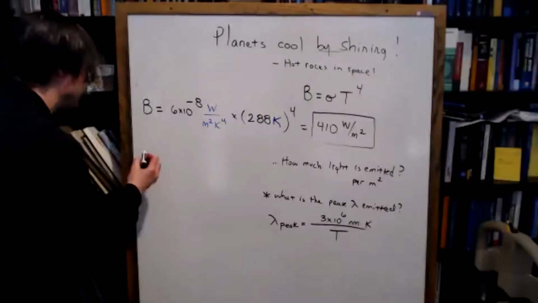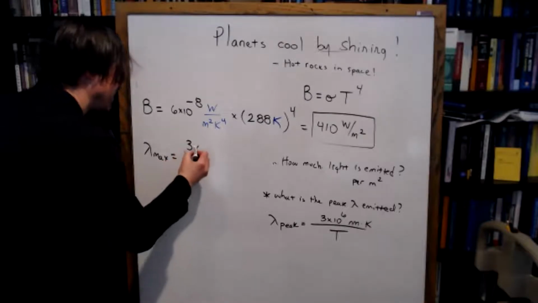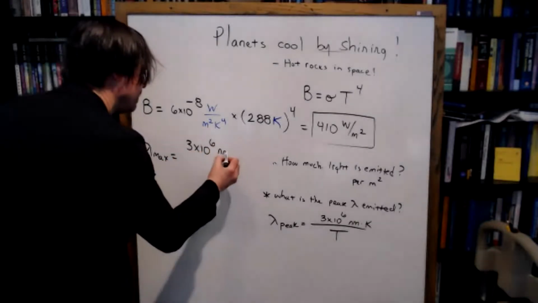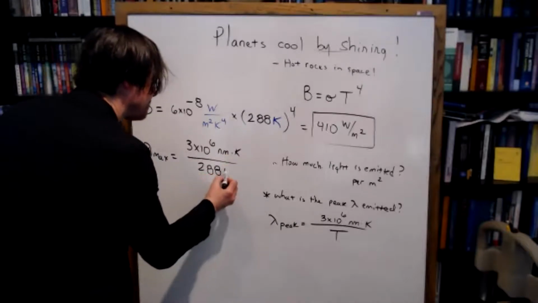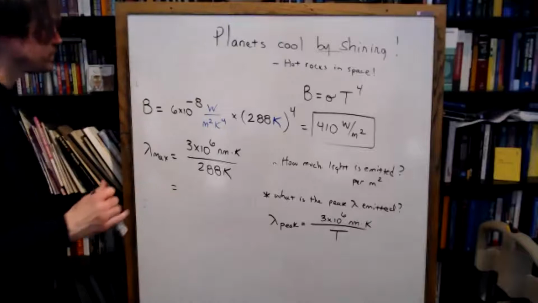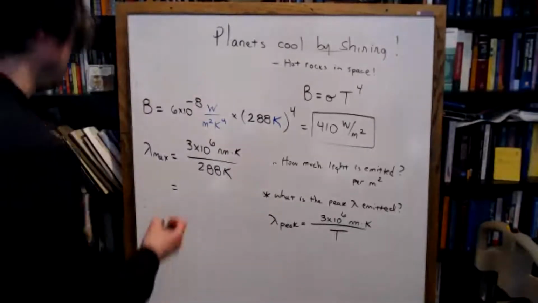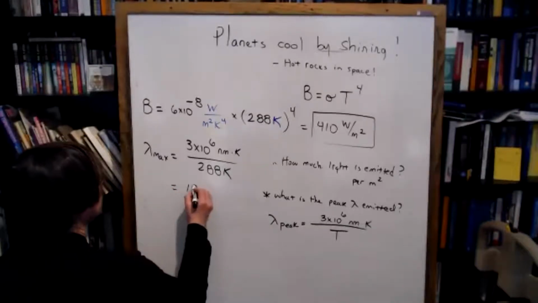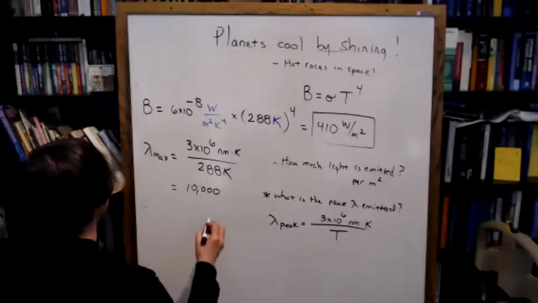And what about its peak wavelength? What do you get if you do 3 million nanometers times Kelvin over 288 Kelvin? I got 10,400. Let's just go with 10,000. 10,000 what, Jace? Nanometer.